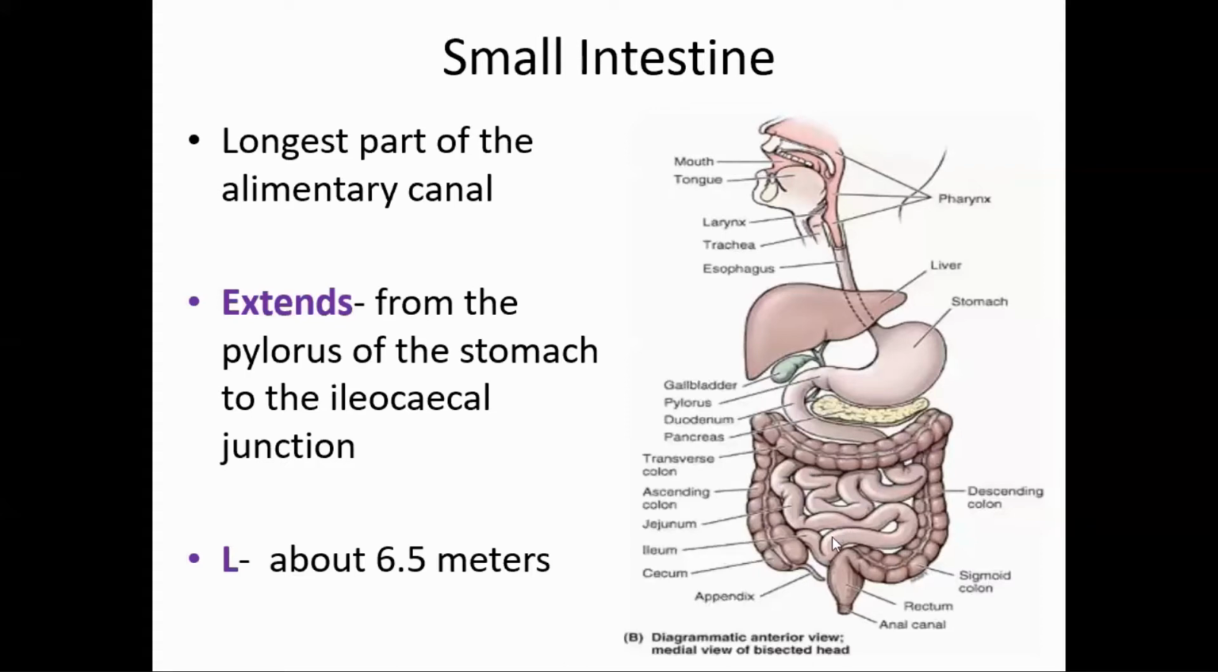So what are the different parts of the small intestine? From above downwards they are the duodenum, jejunum and ileum. The duodenum is a C-shaped tube which extends from the pyloric orifice to the duodenojejunal flexure.